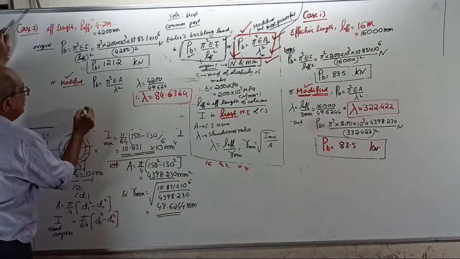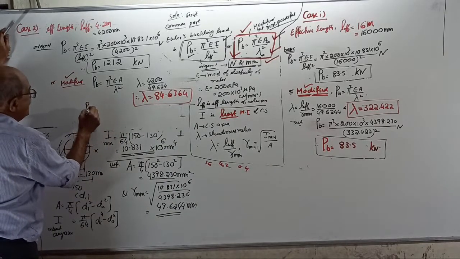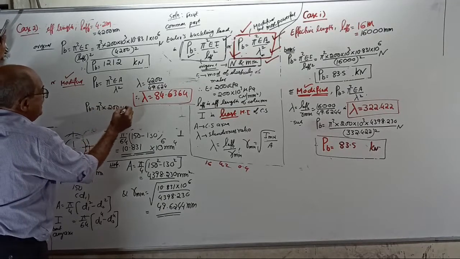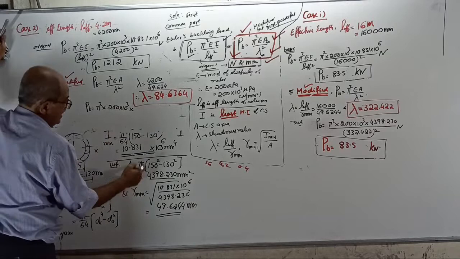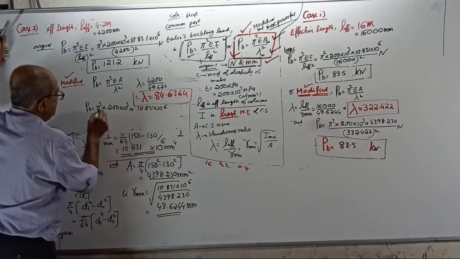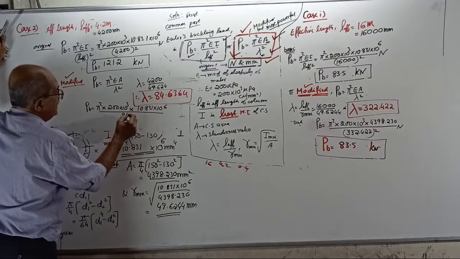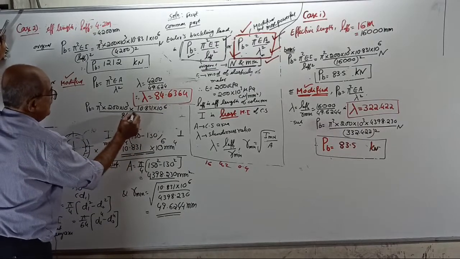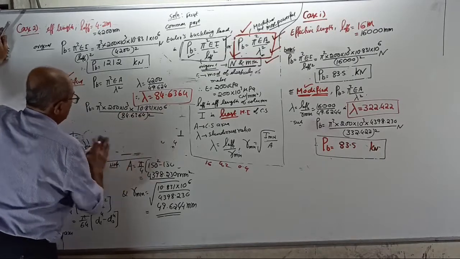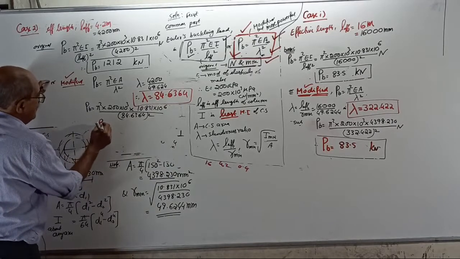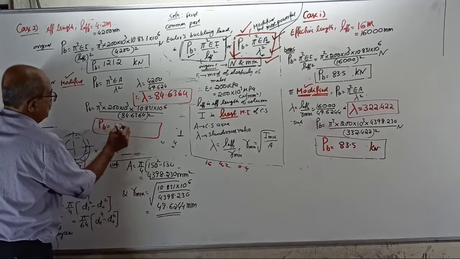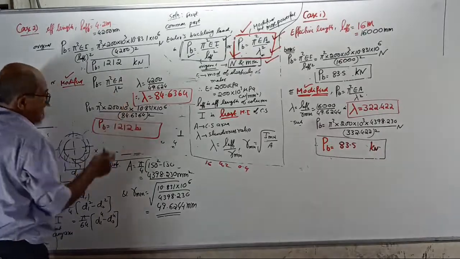Now, if you substitute, your buckling load will come pi square into E, 210 to the power 3, into I, which is 10.831 10 to the power 6, divided by 84.6364 square. Now also tell me, what is the value of Euler's buckling load by this one? It will come the same answer. How much? 1212 kilonewton. Okay, correct?